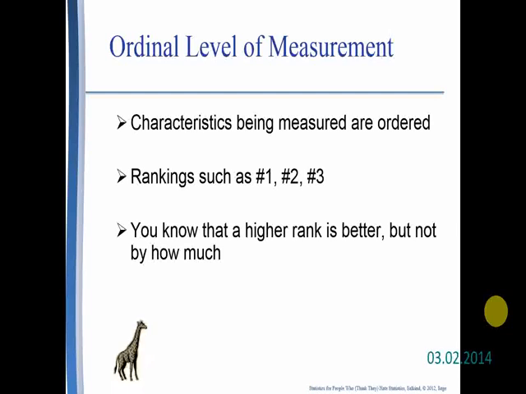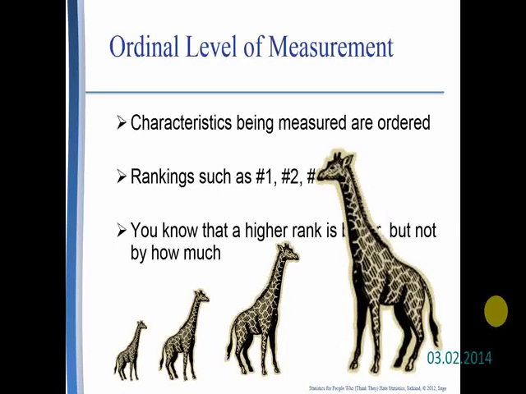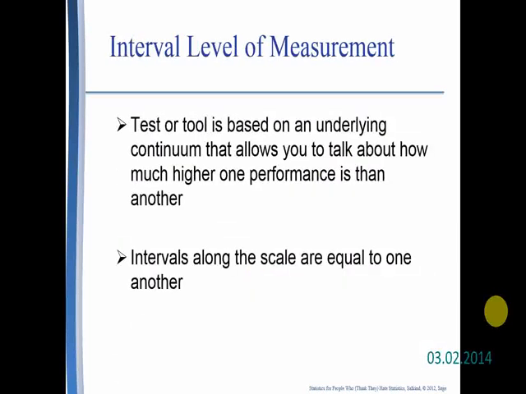Whereas we may know that, for example, with a whole herd of giraffes here, we can tell that the one on the right is the tallest, and the one second to the right is the next, and we know that the shortest one is on the far left. But without pulling out some way to measure them more clearly, we can just say we can rank them 1, 2, 3, and 4 in height. We can't say one is twice as tall as the other without some more information.